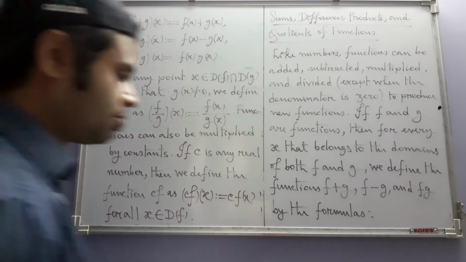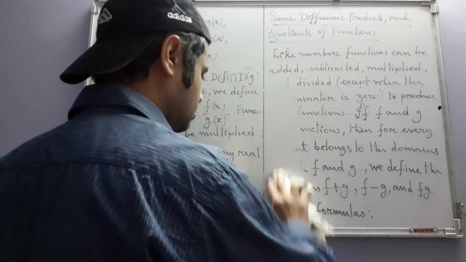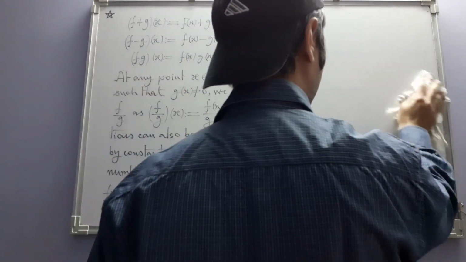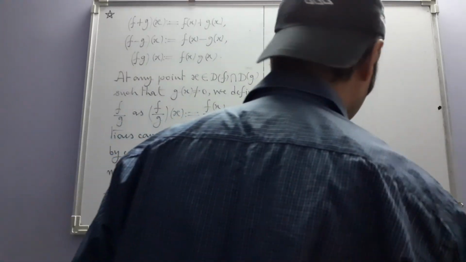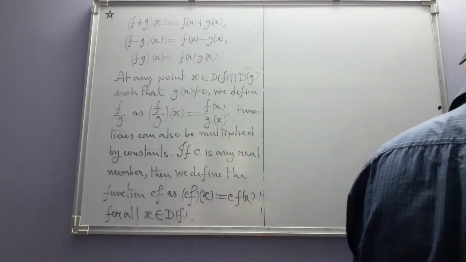Now in example 5, we have two concrete functions and their sums, differences and all those things along with their corresponding domains. So it's a sort of table.